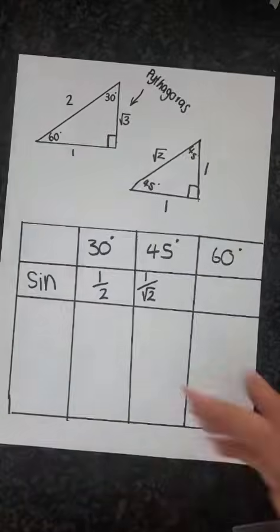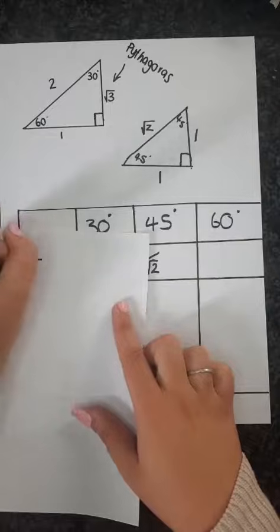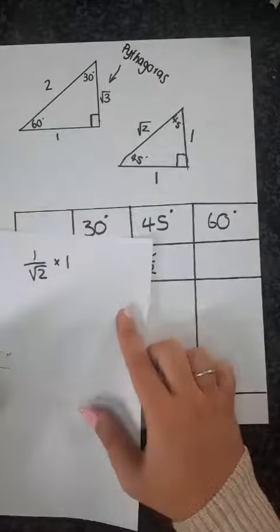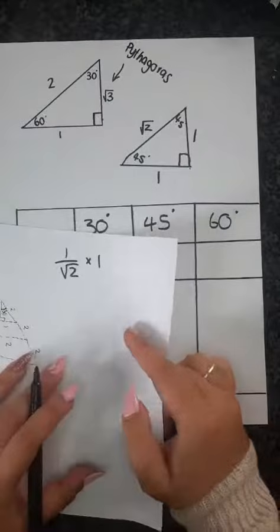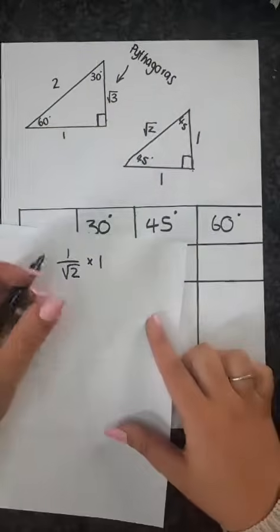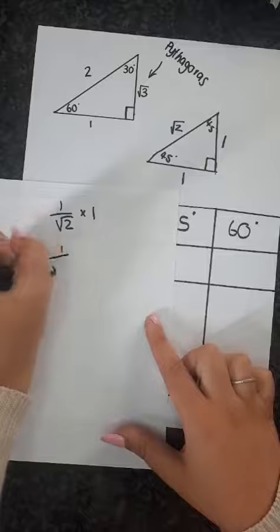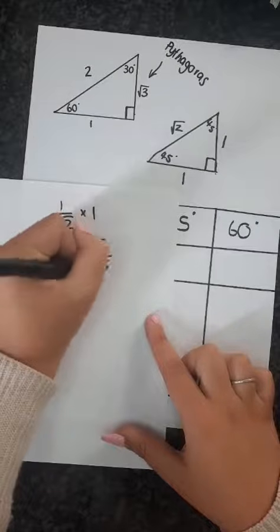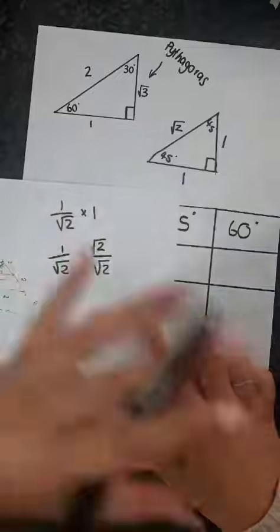Basically, what I want to show you guys is 1 over square root 2. If I multiply something by 1, do we all agree that it's keeping it the same? Yes. So if I multiply 1 over square root 2 by square root 2 over square root 2, how to do this is another lesson entirely.